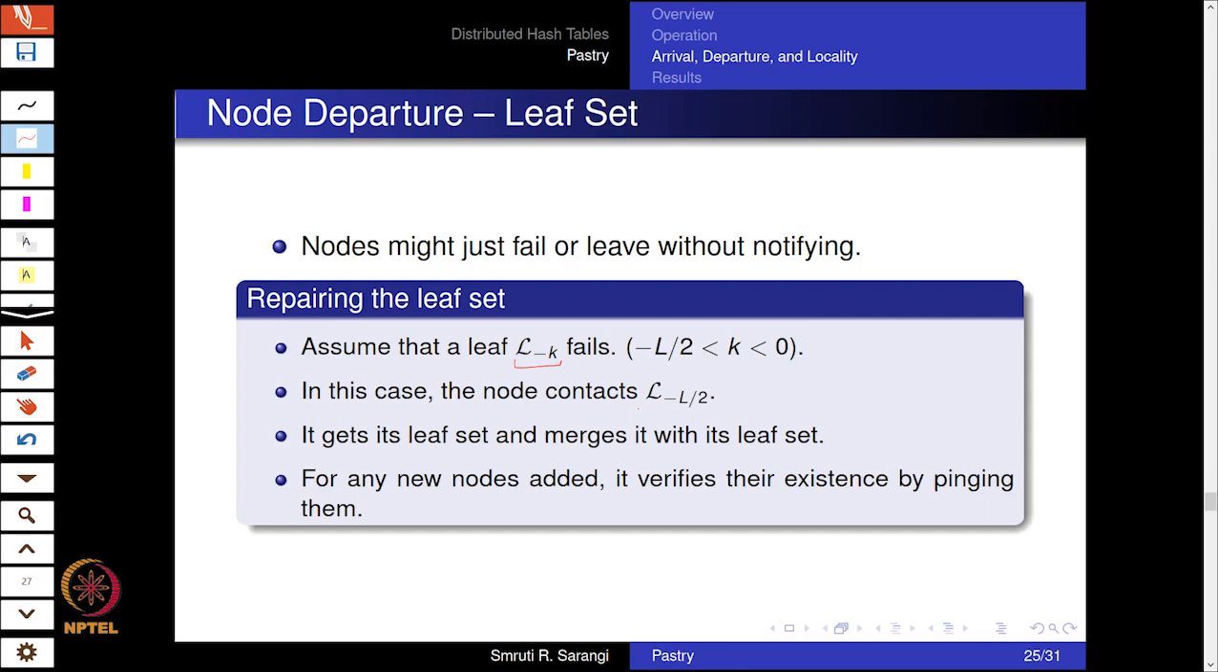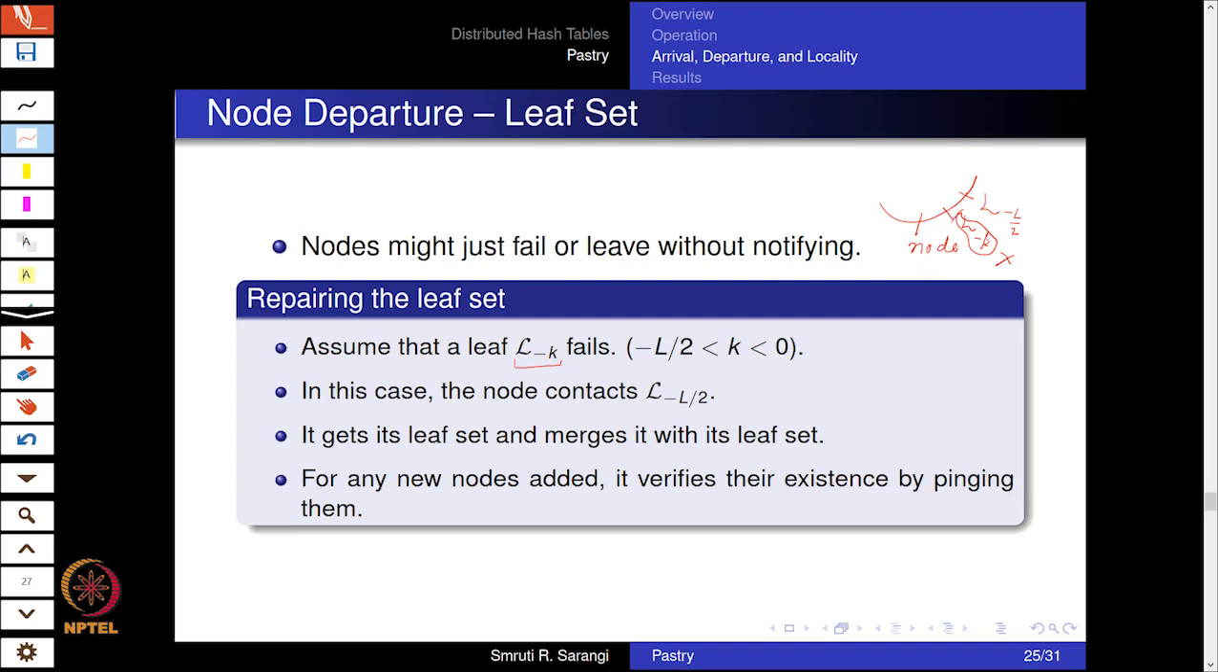So once the node is aware of it, the node can send periodic heartbeat messages to the leaves. And once a node is aware that a leaf has actually failed, then it needs to reconstruct its leaf set. So it can contact this node, which is at the end of its leaf set, right? It can contact the node at the end of its leaf set, get an idea of its leaves, and then reconstruct its leaf set accordingly. So it will essentially merge its leaf set and reconstruct.